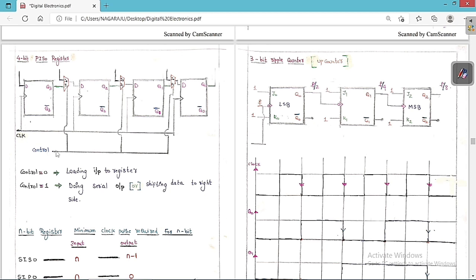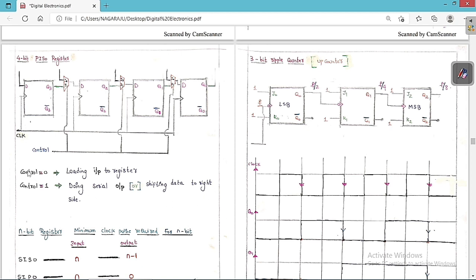Suppose you keep control equal to 1, what is going to happen? If control is equal to 1, the I1 inputs are going to get activated. So the output Q3 is going to be transferred, and the outputs are going to get transferred from one flip-flop to the other flip-flop in a serial fashion. So we can say this is doing serial output or shifting data to the right side. The output is traveling in a serial fashion from left side to right side. You can see clearly.